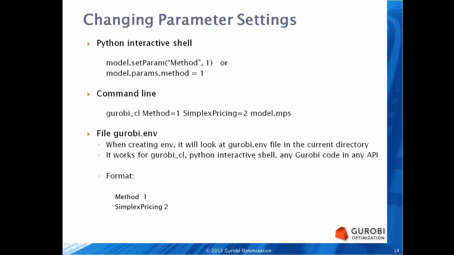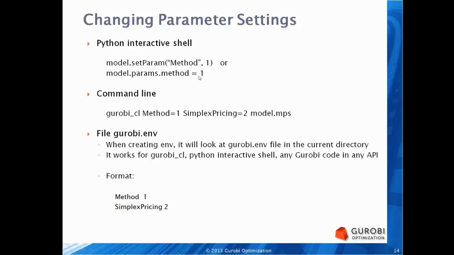Now let's talk about changing parameter settings if you use the Python interactive shell. And we provide more ways to change parameters. You can just type model.setParam with Method and 1. And it doesn't care whether it's an integer or a double. And another way is you just type model.params.Method equals 1.